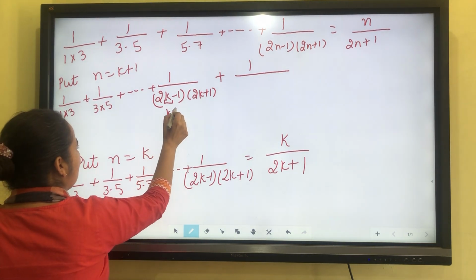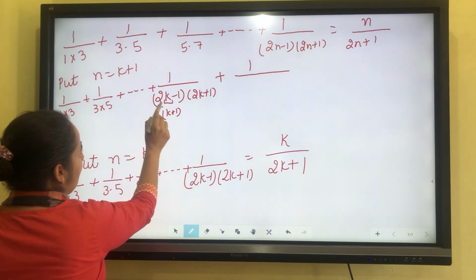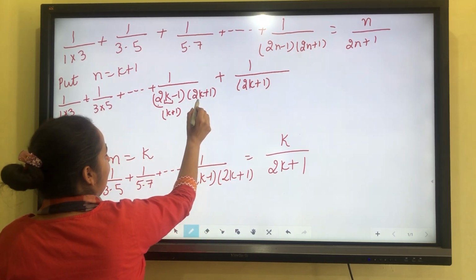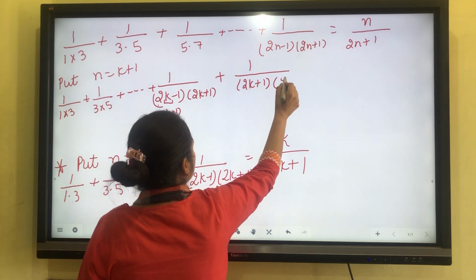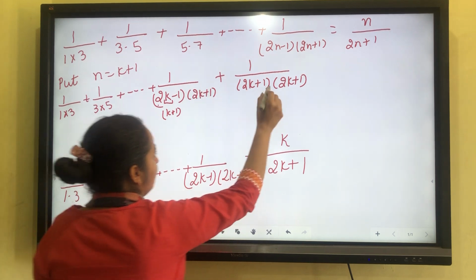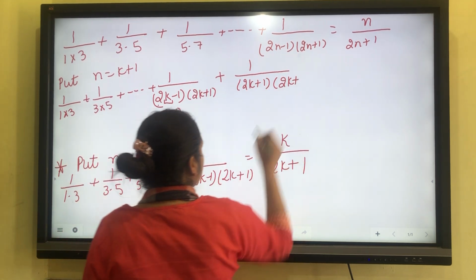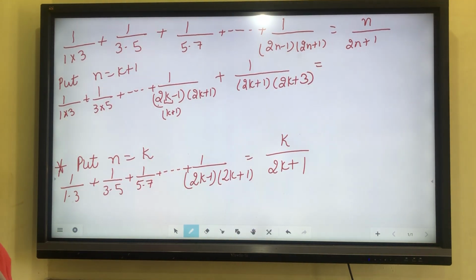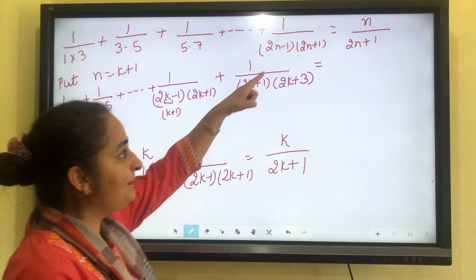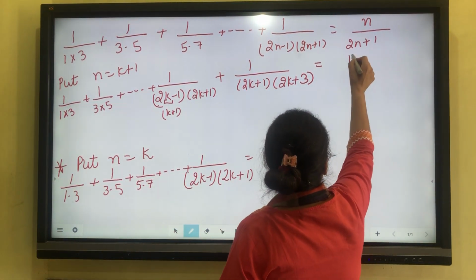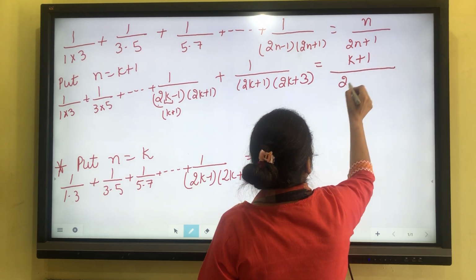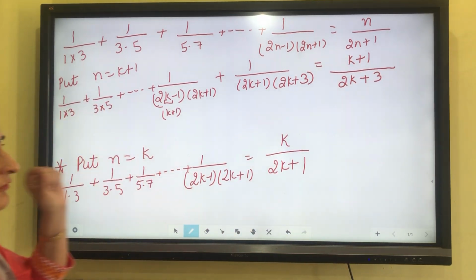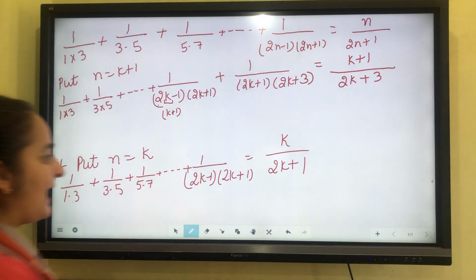If I am writing here k plus 1, then what is the result? 2k plus 2 minus 1, that is 2k plus 1. Here 2 into k plus 1, that is 2k plus 3. Sorry, in place of 1, I want to write here 3. And this is equal to the right hand side. How am I writing the right hand side? In place of n, directly you will fill the value, that is k plus 1, and in the denominator 2k plus 2 plus 1, that is 2k plus 3. Fill the value in place of n like this.